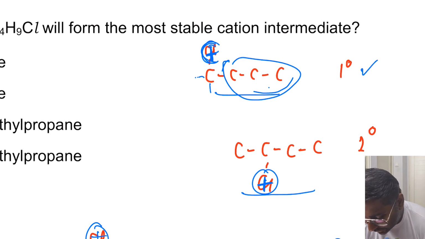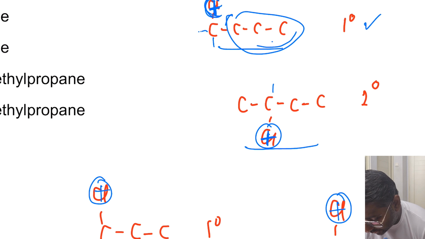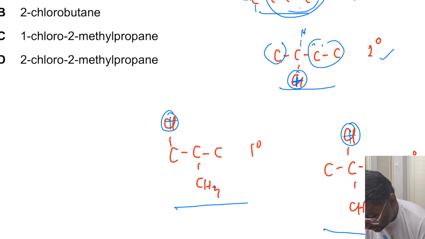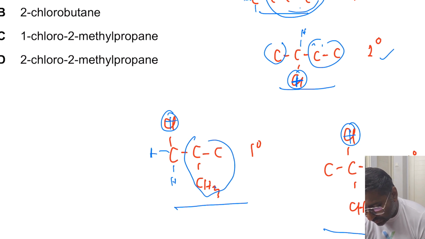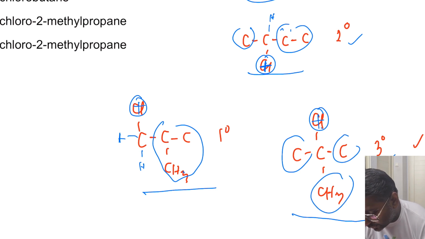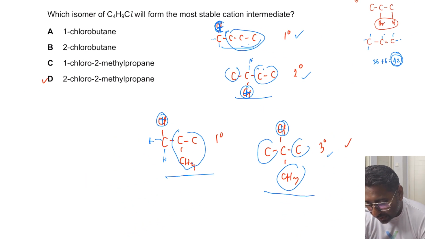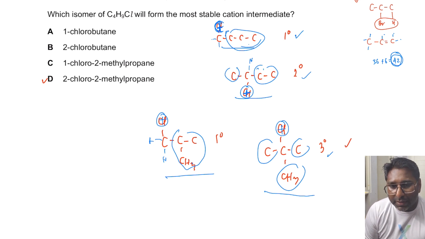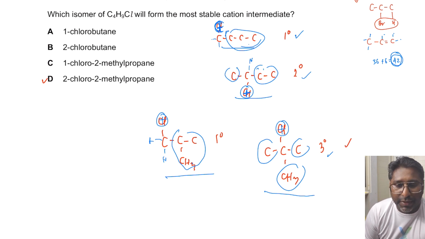And then if you look over here, there are two R groups, that's going to be secondary. If you look over here, H, so only one R group, primary. And then here there are three, so tertiary. Of course, if you look at the stable carbon in a cation intermediate, the tertiary is more stable compared to secondary and primary.